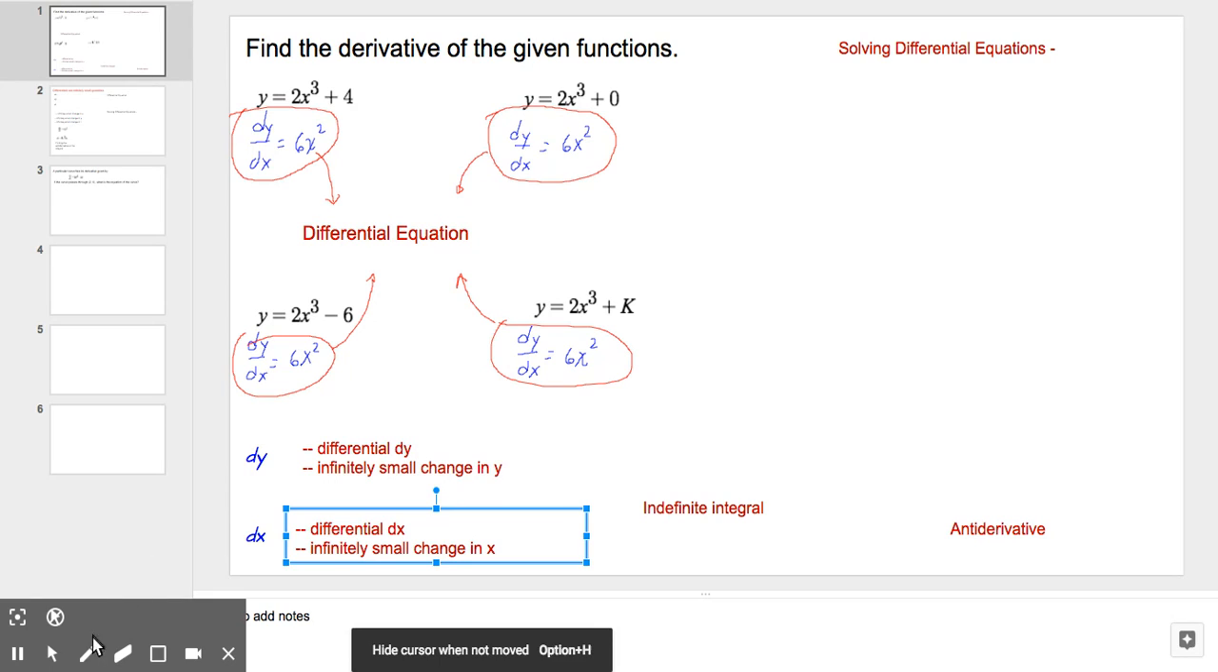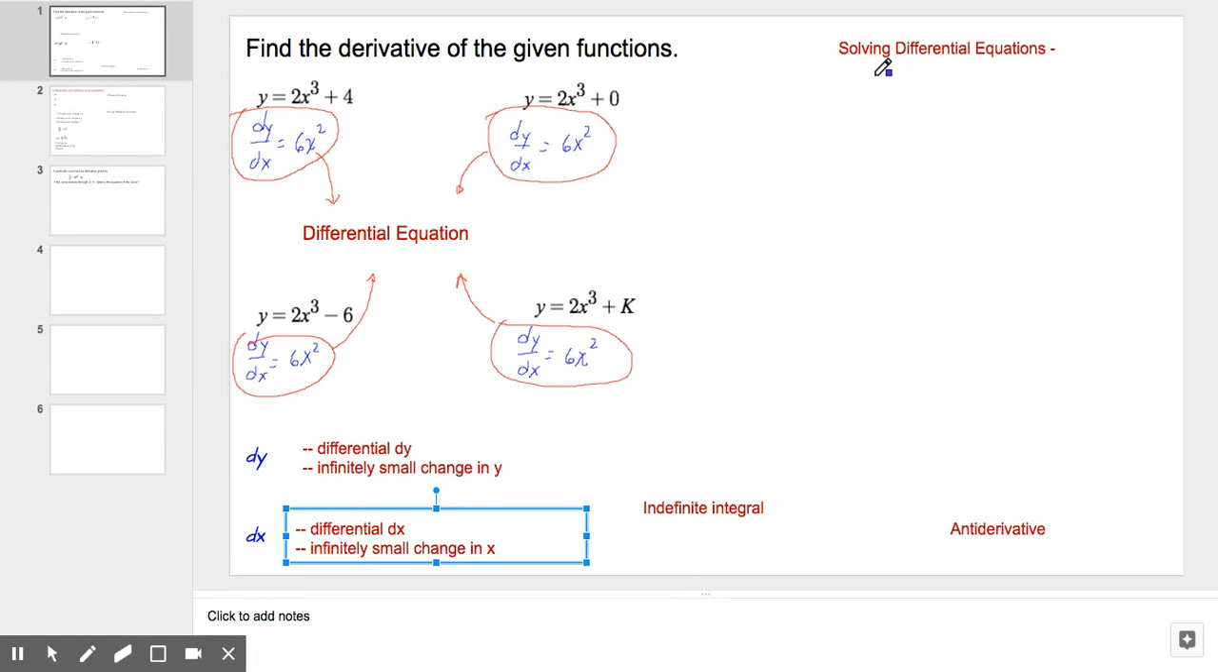So how do we solve differential equations? So let me bring our differential equation over here. So we have dy over dx is equal to 6x squared. Now, since dy, differential dy, are infinitely small changes in the variable, that means these are numbers. And so we can think of this as a fraction. Dy over dx is a fraction.